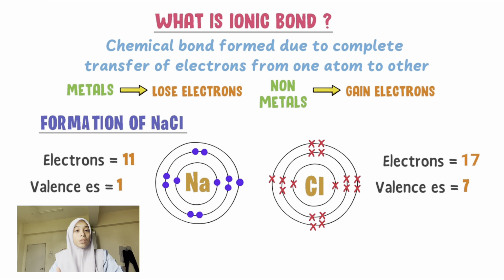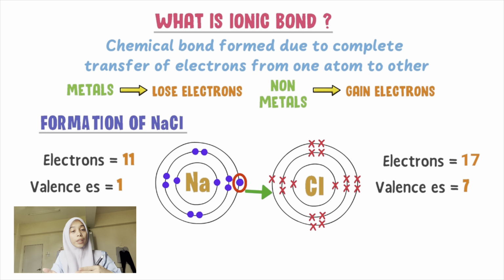The arrangement of electrons in sodium is 2.8.1. If sodium loses its 1 valence electron, sodium gets stability and fulfills the octet rule. The octet rule means the tendency of atoms to prefer to have 8 electrons in the valence shell.